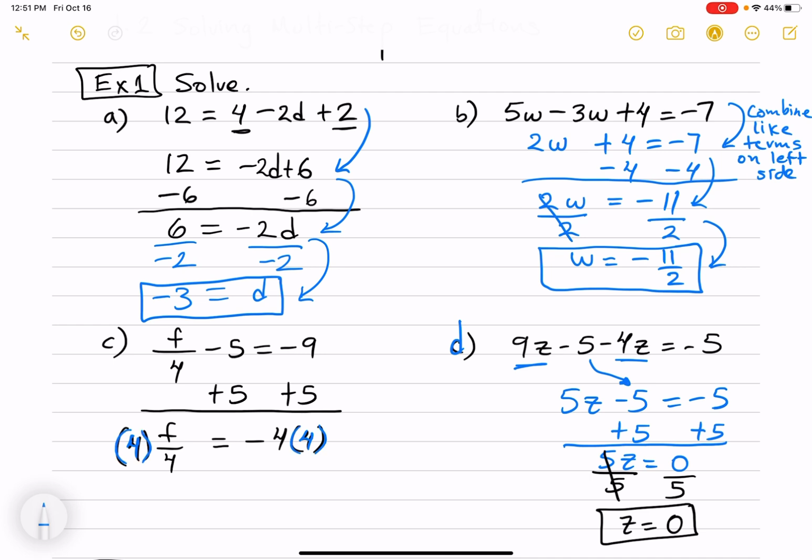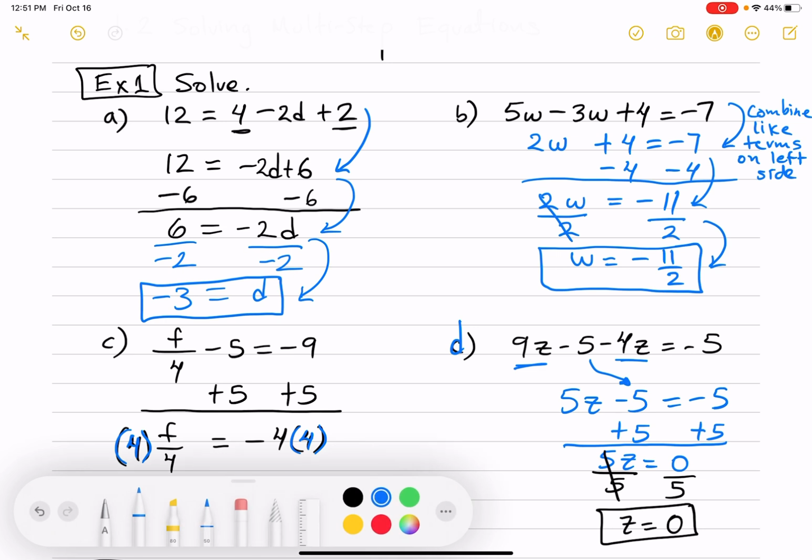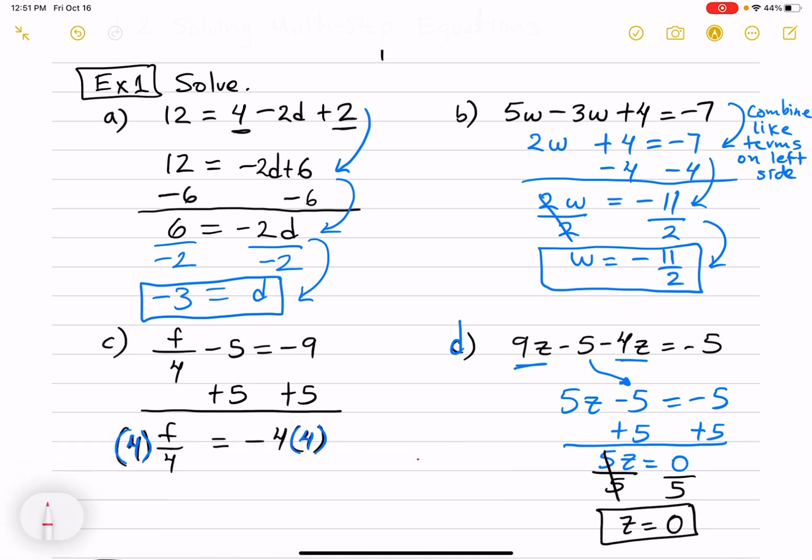Okay, and now we know that a number divided by itself is 1, so 4 divided by 4 is 1, and that'll give us f by itself. And then negative 4 times 4 makes 16, but it's negative. And this is the answer.